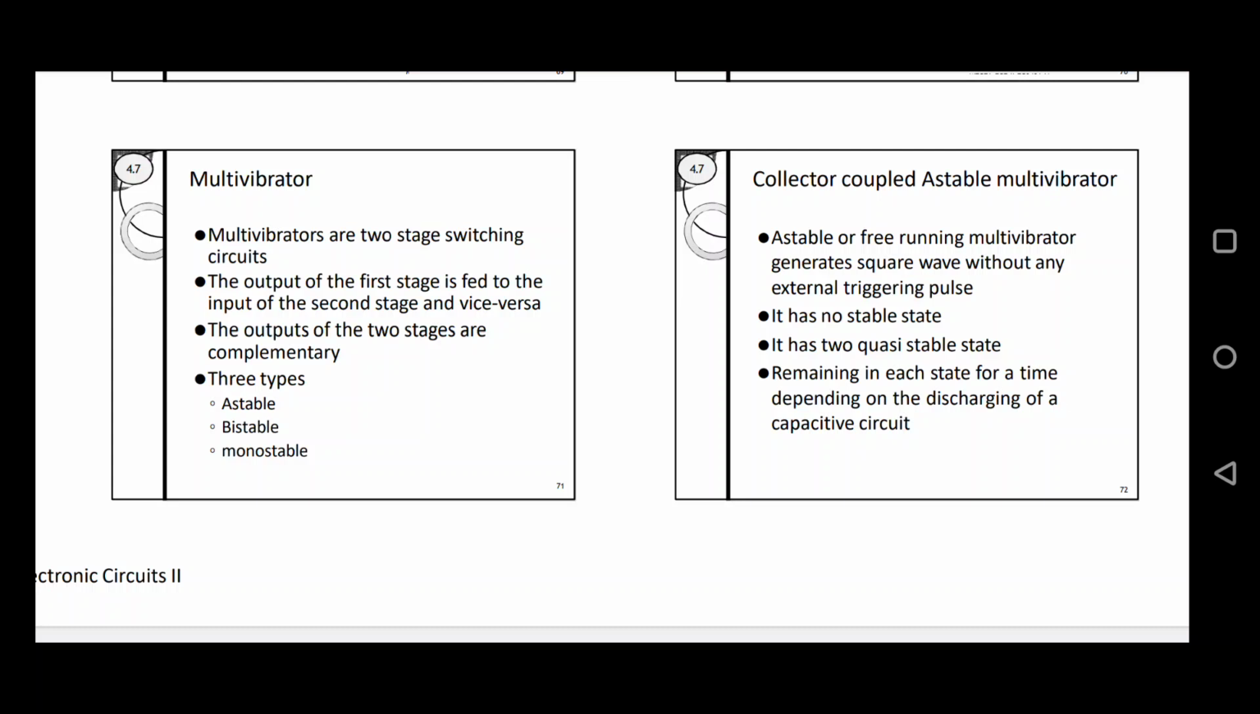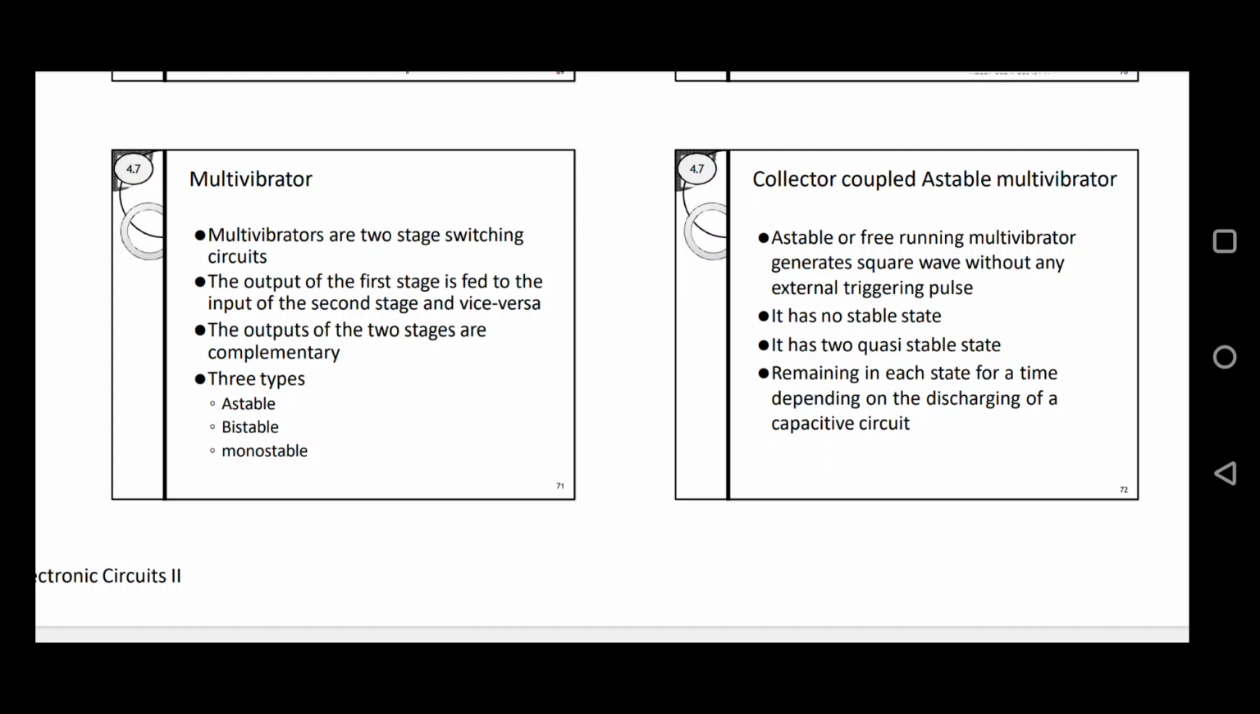Basically there are three types of multivibrator: astable, bistable and monostable multivibrator. In this video I am going to discuss the collector coupled astable multivibrator. So what is meant by astable multivibrator? It does not require any external pulse for the transition, so it is also called a free running multivibrator.